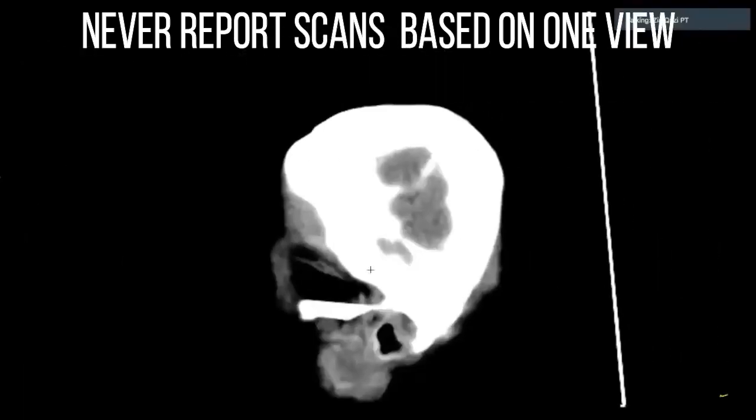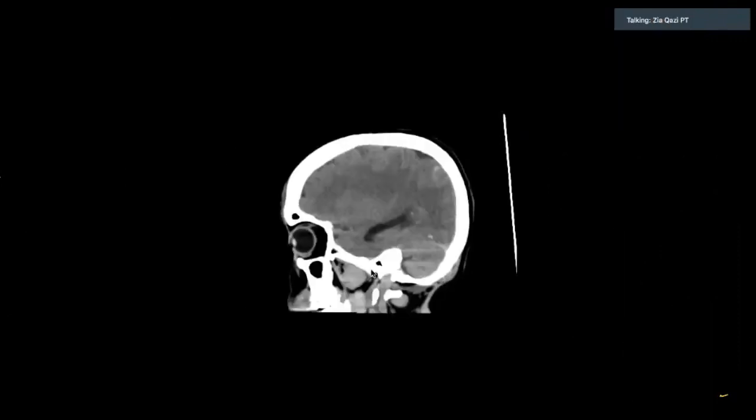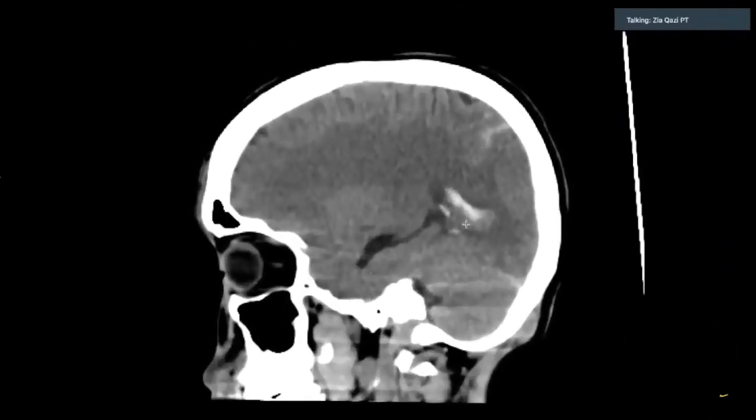Then coming on to the sagittal scan, as we go inside more and more, yes, you see the hyperdensity there. You see the fourth ventricle, the hyperdensity inside the ventricle. If you can see, there is a thin line separating the cerebral hemisphere from the cerebellum. There is blood between that.